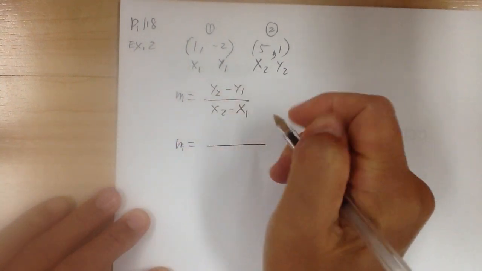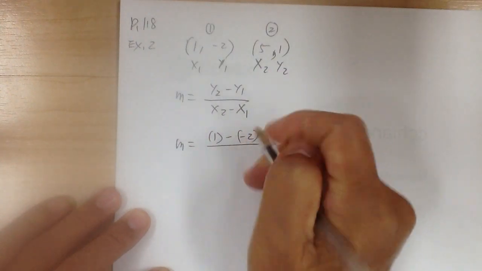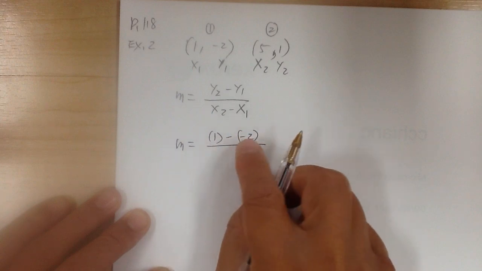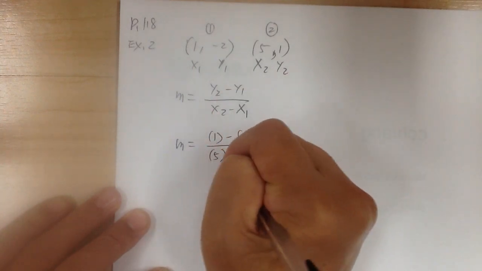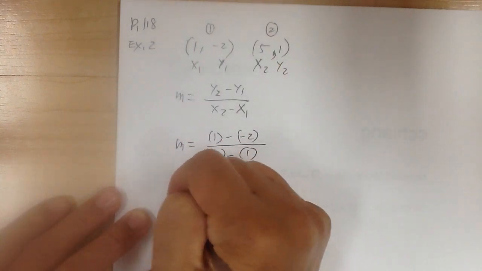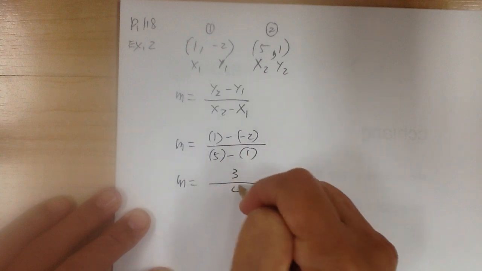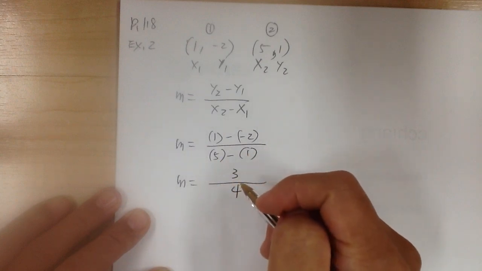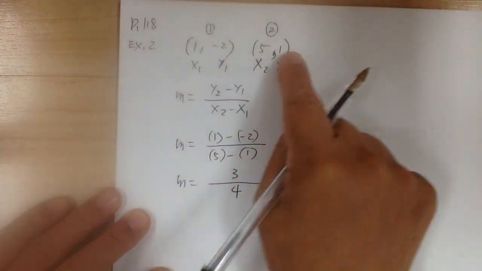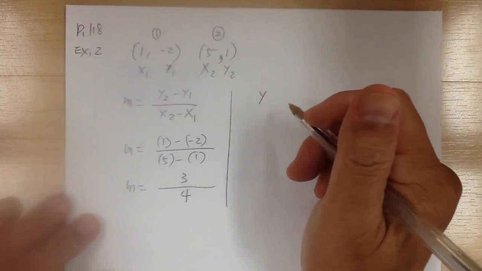So slope equals y2, which is 1, minus y1. Whenever you substitute a point, put it in parentheses to help you keep track of your negatives. And then you have 5 minus 1. So again, y2, y1, x2, x1. The slope is going to be equal to 3/4. Once you have a slope, you can use a point and a slope. Now you can use any point. So let's go ahead and use the point slope form.